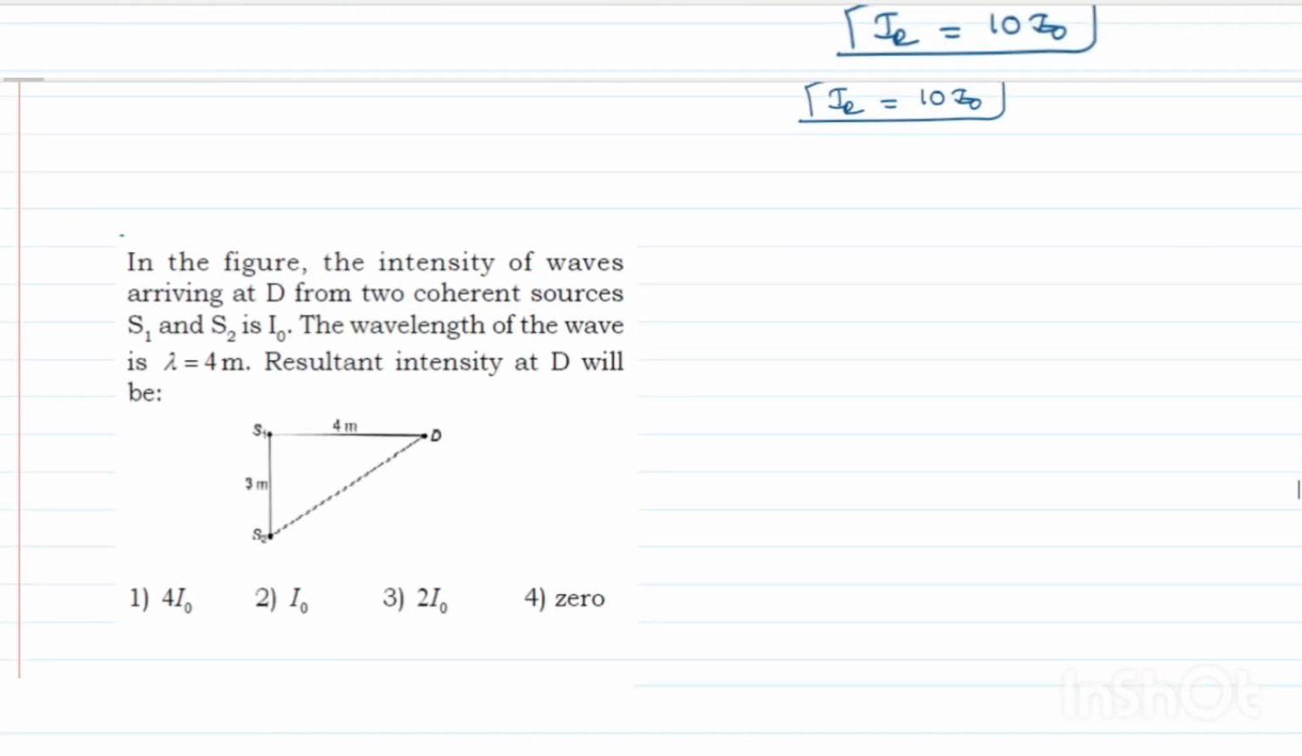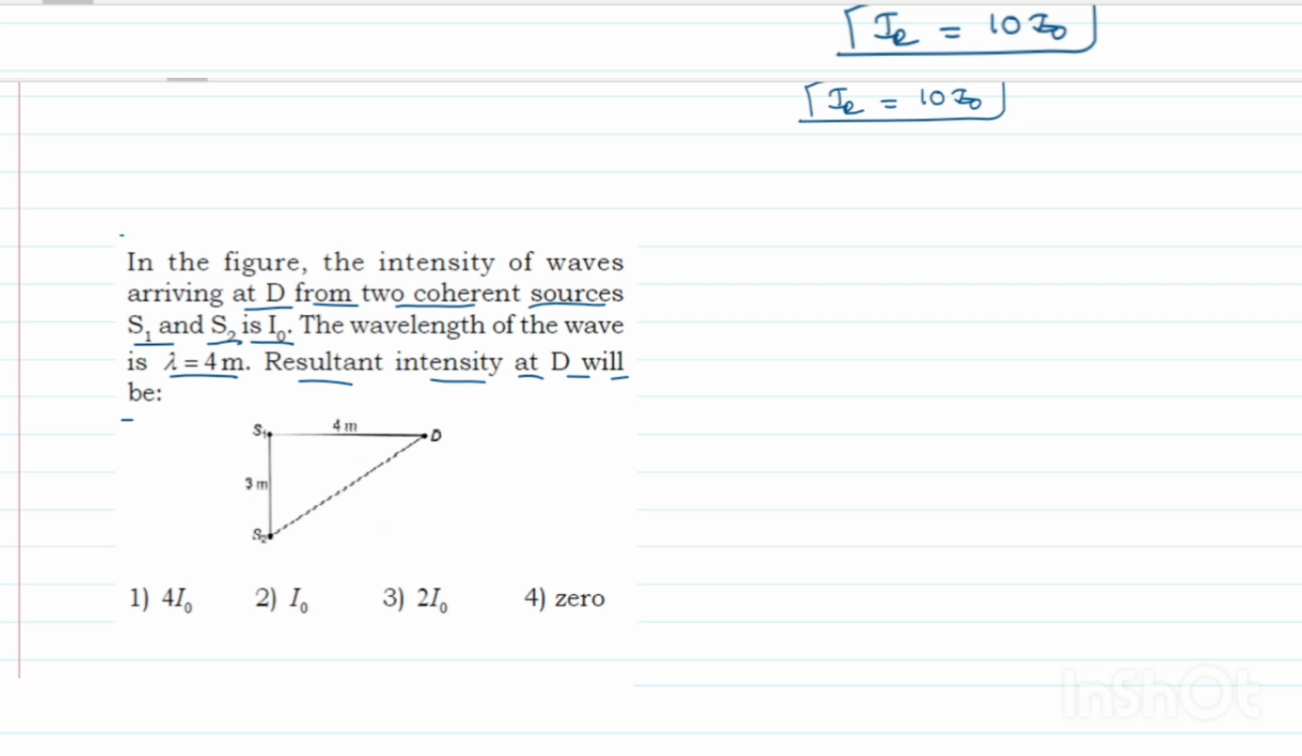Let us see the next question, students. In the figure, the intensity of the waves arriving at the point D from two coherent sources S1 and S2 is given as I0. The wavelength of the wave is given as lambda equal to 4 meters. The resultant intensity at the point D is what they are asking.